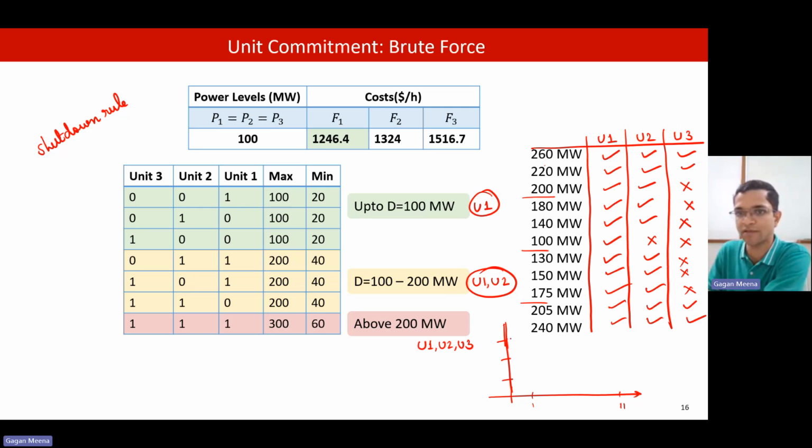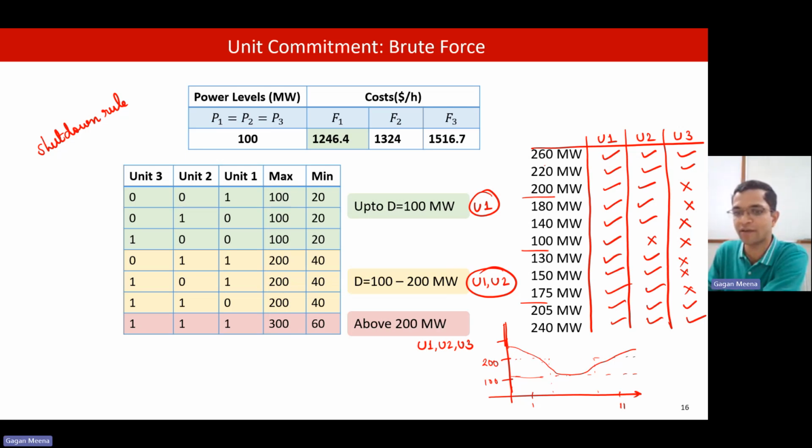We can plot it first. 260, 240. I don't have a plot here. It is something like this. And you see unit 1 is up to 100, unit 1 is always on. Unit 2 comes for 200. Only here, up to 200, unit 2 will come.